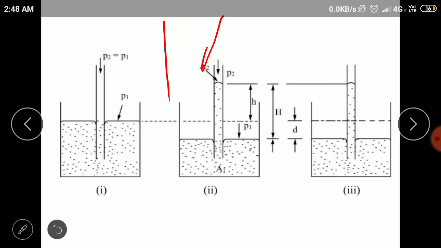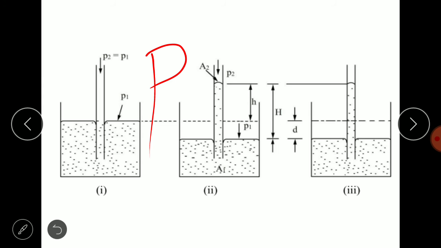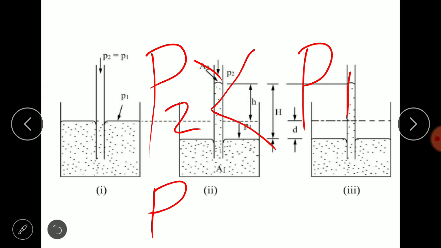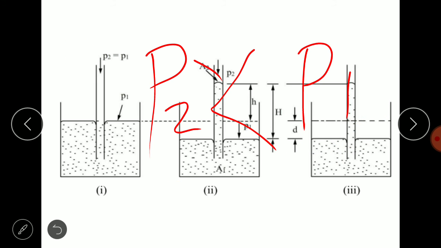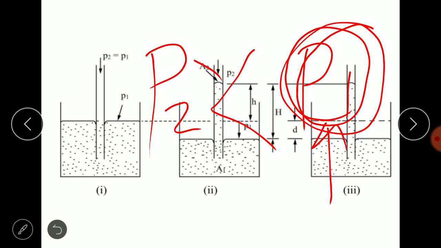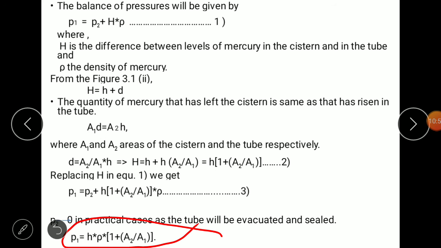So what will happen at 1 atmosphere? What will happen at normal pressure? P2 will be equal to P1. So at 1 atmosphere there is a normal pressure. Now if that condition is not there, what will happen? If P2 is less than P1, it says that the pressure has been increased above atmospheric pressure. So how much is it increased? This increase in pressure will be calculated by this equation.